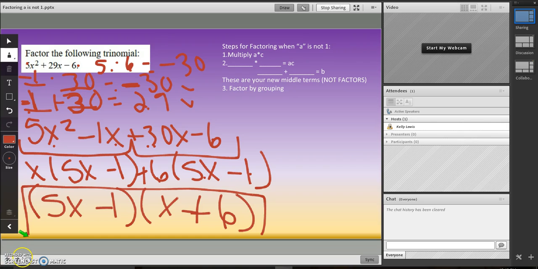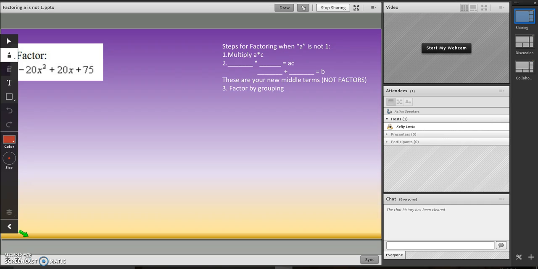Alright, let's try it again. Okay. Negative 20x squared, plus 20x plus 75. Notice, I can take out a negative 5. Let's do that and then see what's left over. Negative 20 divided by negative 5 is 4x squared. 20 divided by negative 5 is negative 4x.